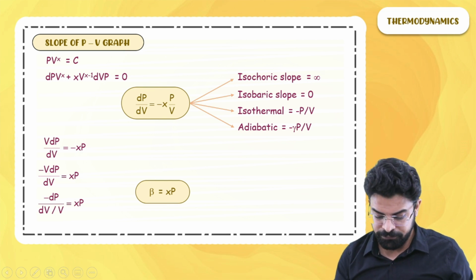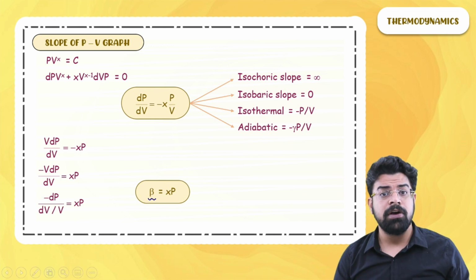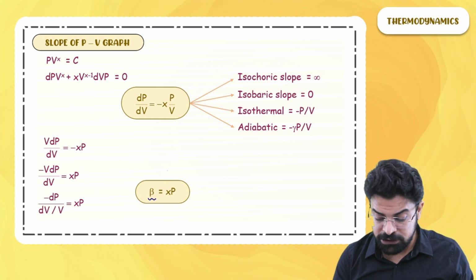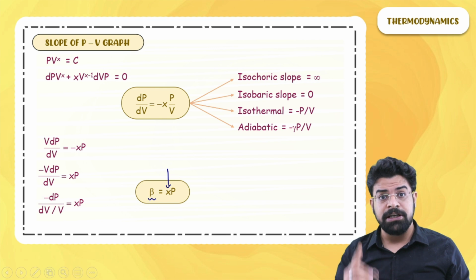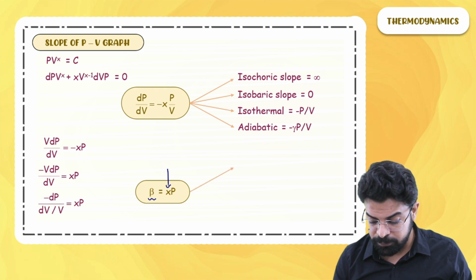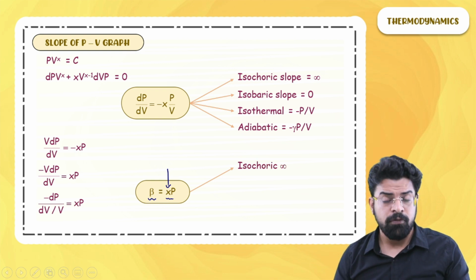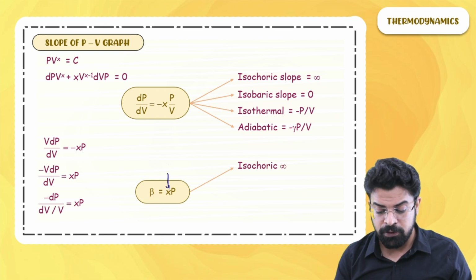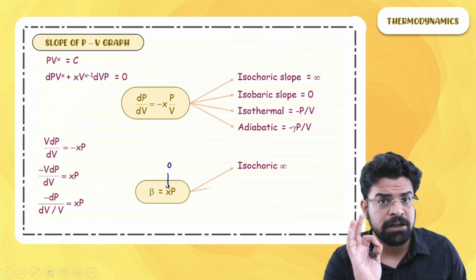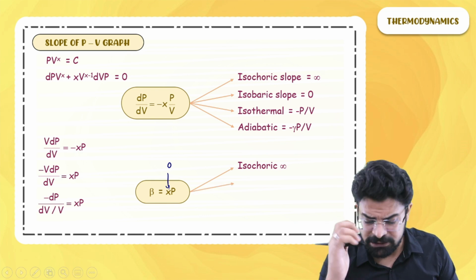Now moving on. What will be the bulk modulus for an isochoric process? For an isochoric process, the polytropic coefficient is infinity. So for isochoric process, the bulk modulus comes out to be infinity times pressure, which is infinity. For an isobaric process, the polytropic coefficient is 0. So the bulk modulus comes out to be 0 times pressure, which is 0.